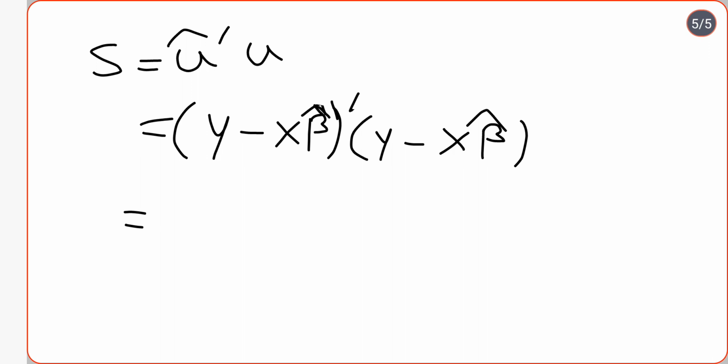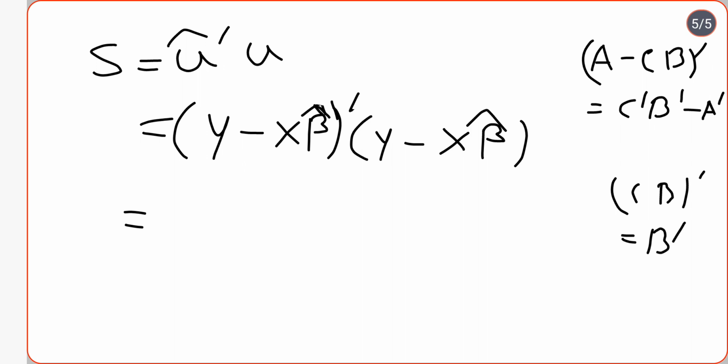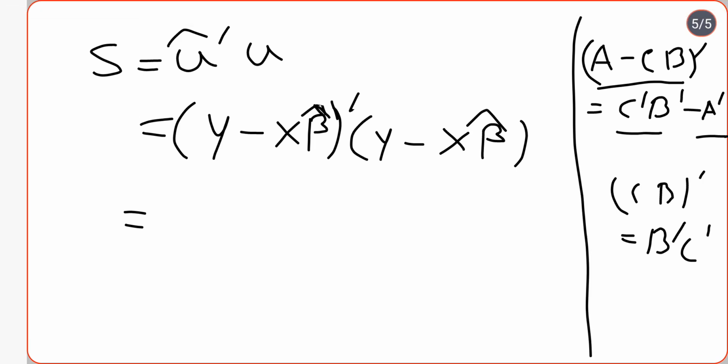Now before multiplying it, let me convert the prime. I hope you have an idea about general matrix operations. I am giving you a little more clarification. Suppose we have a minus cb prime, then it becomes c prime b prime minus a prime. If we have cb prime only, then it becomes b prime c prime. So the latter term becomes the first term and the prime is added to it. This is a very basic general matrix operation which is required to solve this.